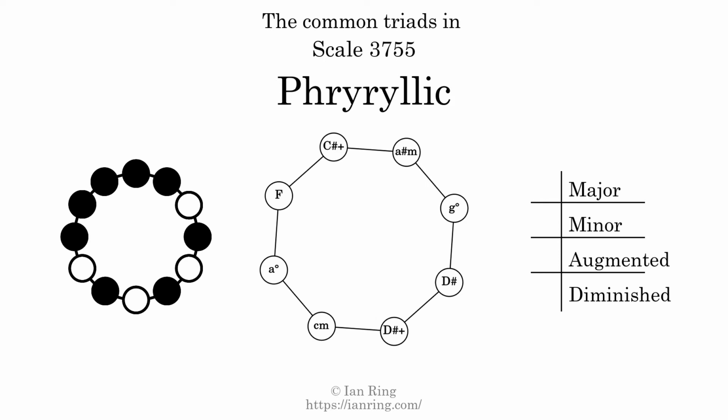The diagram in the center is a graph of parsimonious voice leading between triads. There are 2 major triads. There are 2 minor triads. There are 2 augmented triads. There are 2 diminished triads. Here is a Hamiltonian path of parsimonious voice leading that uses all the triads.